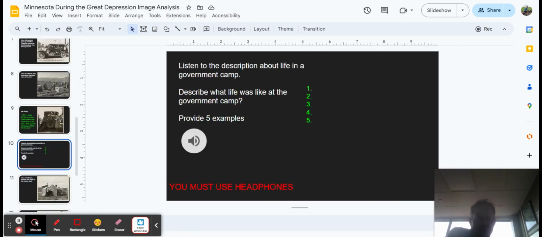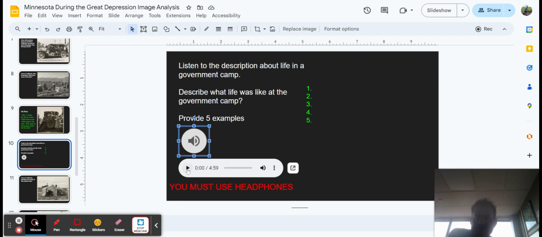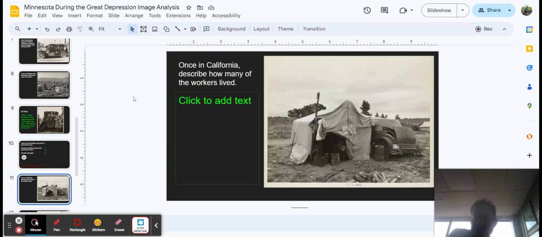Into this description about camp life, describe what it was like, provide 5 examples. So for this one, you must use headphones. And as you do that, press this button, you press play, and you'll hear somebody describe what their experience in the government camp was like. When they were in California, how did they live?